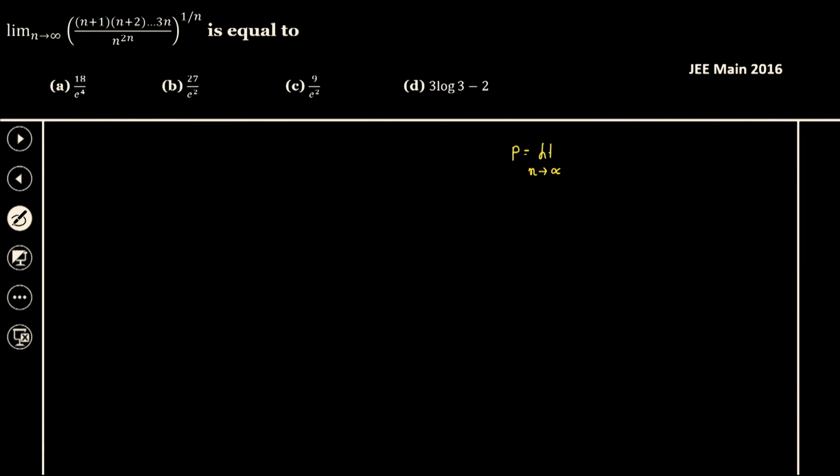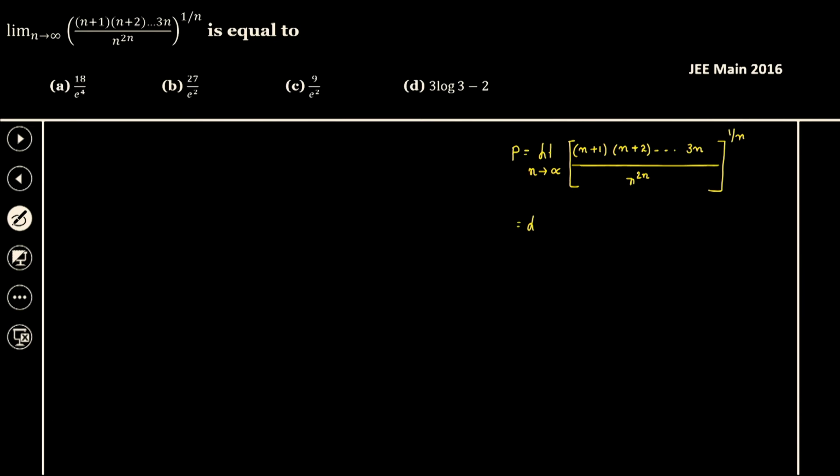of 1 times (n plus 1)(n plus 2) dot dot to 3n, divided by n to the power 2n, and that's whole to the power 1 by n. That's it. So let's go ahead.